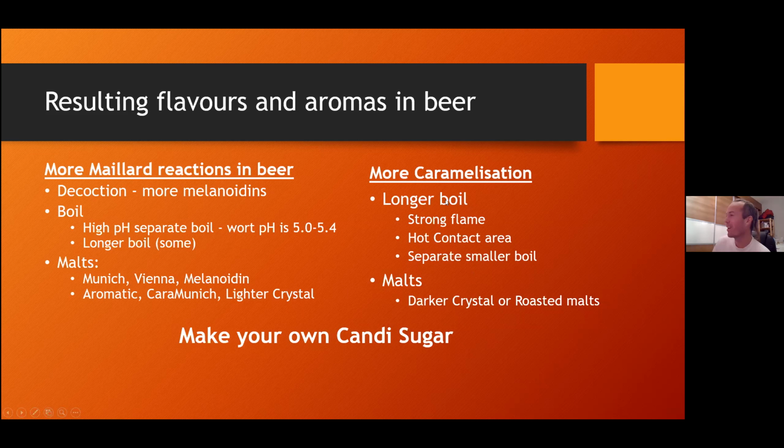So the shape of our boiler actually makes a big difference to our beer, and even if we all made the same recipe, we might end up with something very different, largely because caramelization happens in the boil. As for malts, you can use darker crystal or roasted malts, and we do this all the time, and it's all about adding caramelization products to our beer. Or you can sidestep both of these and make your own candy sugar.